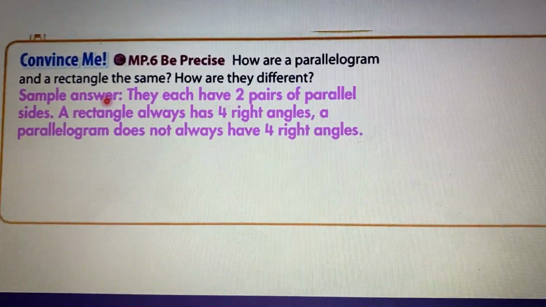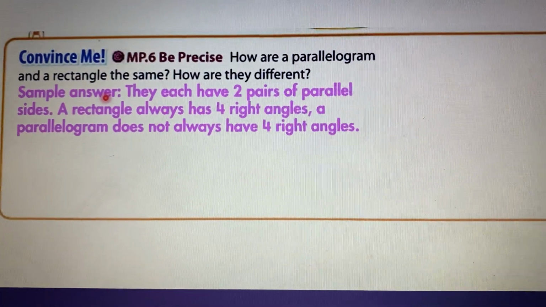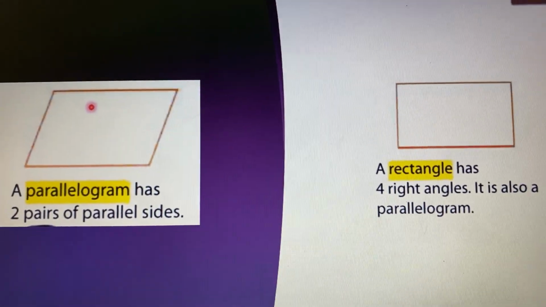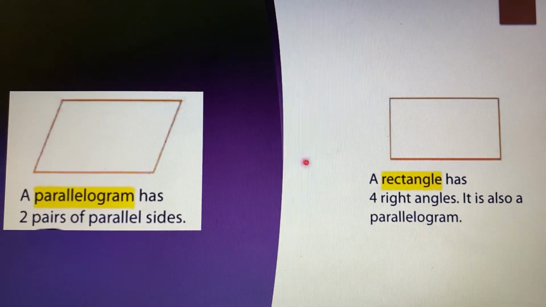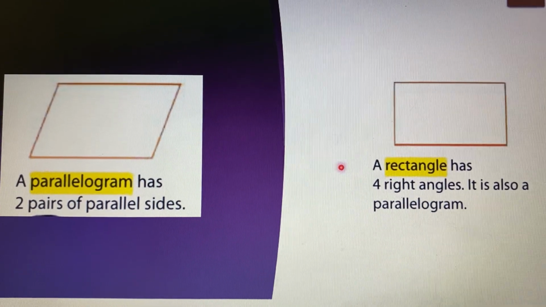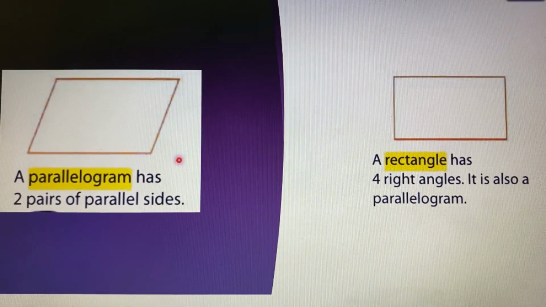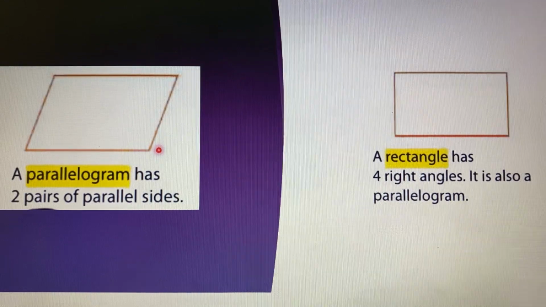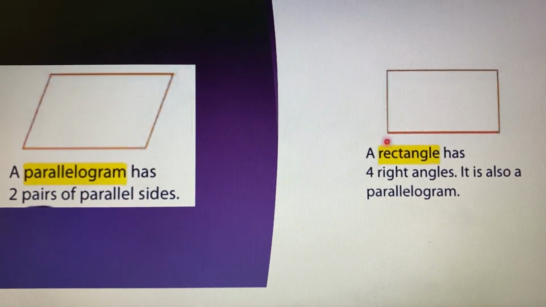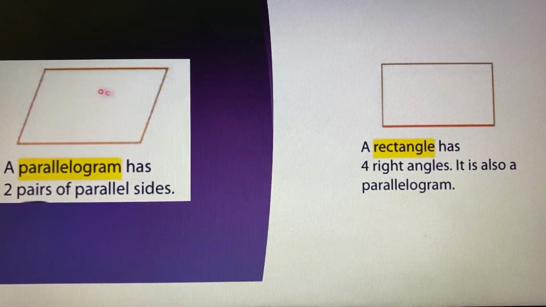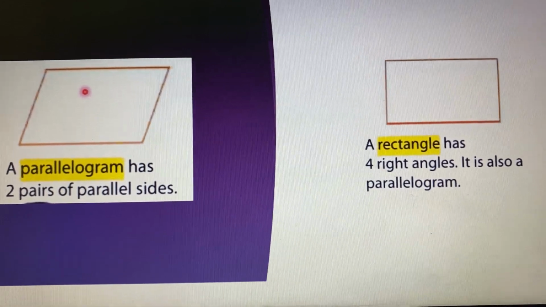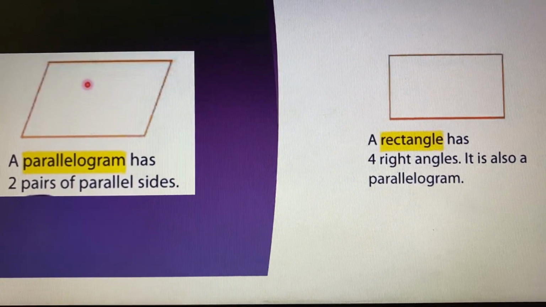How are a parallelogram and a rectangle the same? Let's go back. Here's the parallelogram and here's the rectangle. First, we're gonna think about the sides, then about the angles. Now, the sides, they have two pairs of what? Parallel sides, right? These sides are parallel, these sides are parallel, the same for the left and the right. But look at the angles.